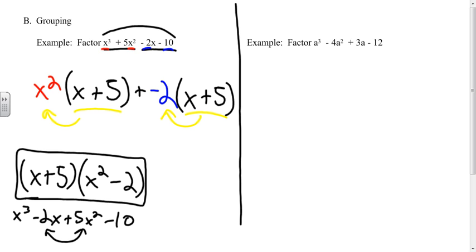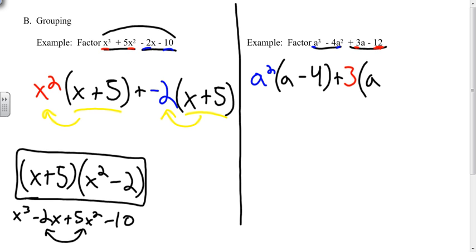So let's try that again. If we want to look at our second example, we'll look at this part and this part. In our first part, we can take a squared out of both of these, and that's going to leave us with a minus 4. And if we look at our second part, we can take 3 out of both of our terms, and that's going to leave us with an a, because 3 times a is 3a, and negative 4, because 3 times negative 4 is that negative 12.